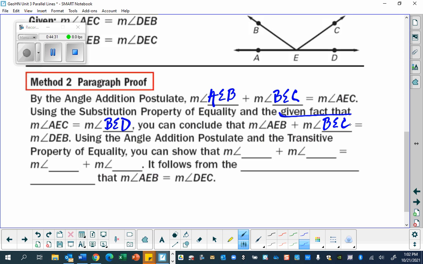Using the angle addition postulate and the transitive property of equality, I can then show that those two things are the same. AEB plus BEC is going to be equal to BEC and CED. It flows from the subtraction property of equality that AEB and BEC are the same. We okay with that one?